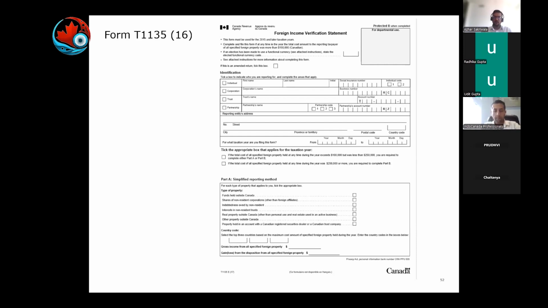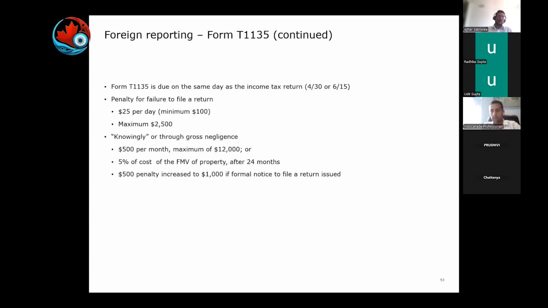But if the value of your assets outside of Canada is more than $250,000, then you need to report it in detail in Part B. The Form T1135 is due on the same day as filing your tax return. And if you are required to report your foreign assets and have not done so, you are subject to a penalty of $25 per day of delay, subject to a maximum of $2,500.